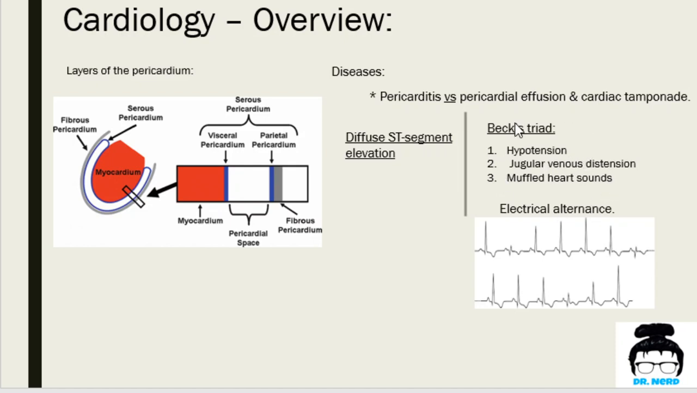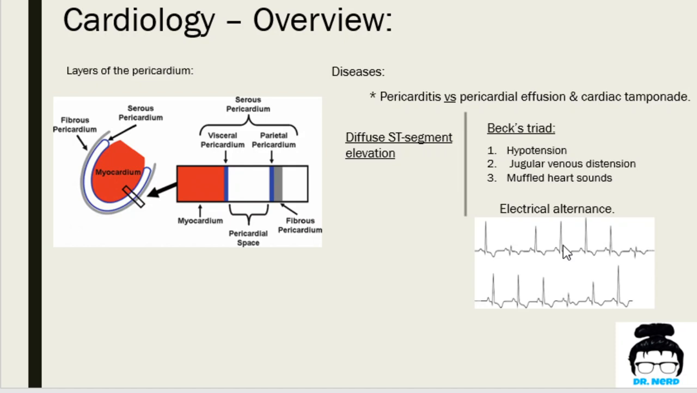You do not want to confuse this with tension pneumothorax triad, which is hypotension, jugular venous distension, and absent heart sounds. So this one is for cardiac tamponade. The other one with absent heart sounds is for tension pneumothorax. When you do ECG, you will see something called electrical alternans, which means there will be different sizes of QRS complexes. So this one is kind of small, this one is bigger, this one is very big, and then a smaller one. So this is something you will see on ECG.